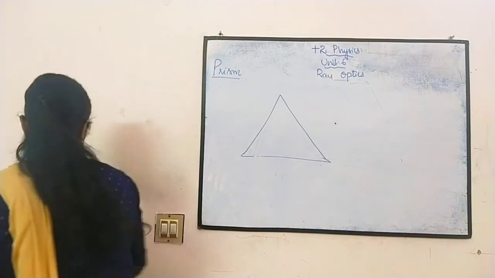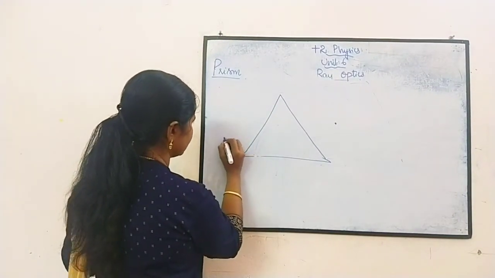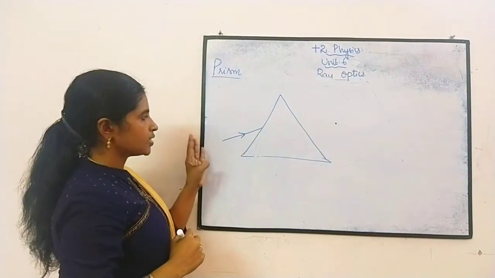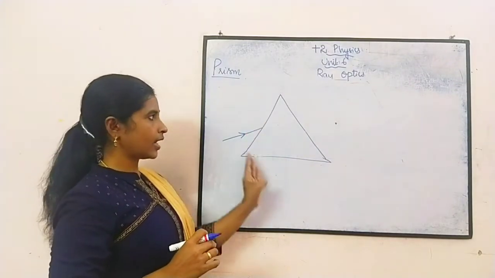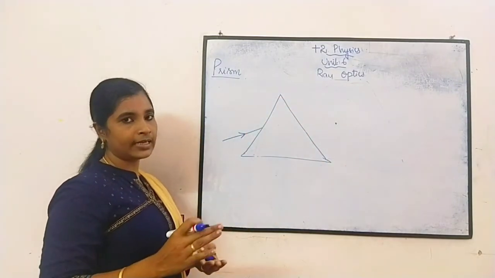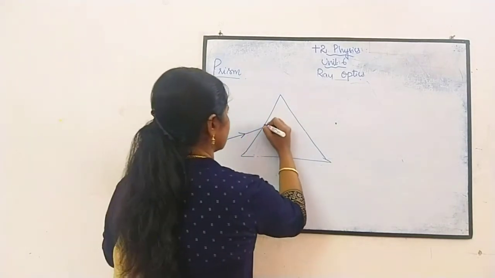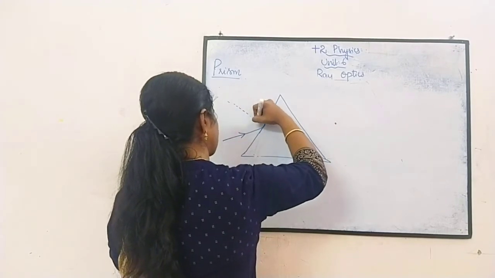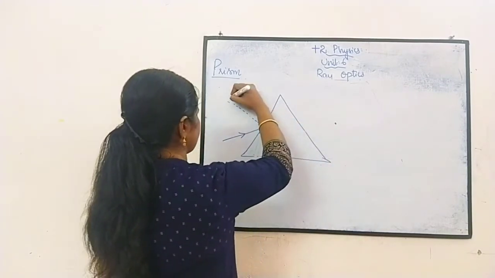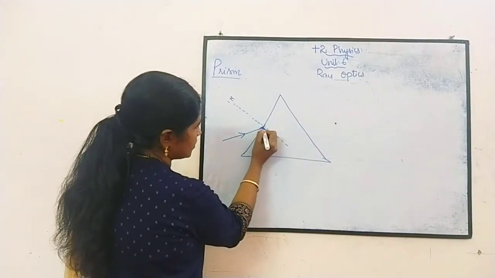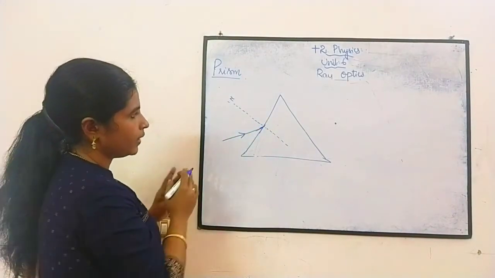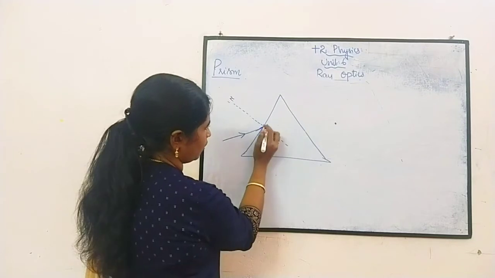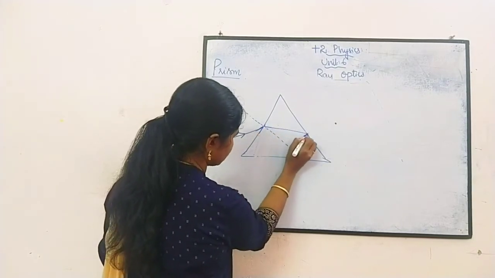Here we consider a light ray passing like this. We know that when it passes from rarer to denser medium, here it is glass, so it is a denser medium, definitely the light will be refracted. This is the surface, so the perpendicular to the surface is the normal. Here the light is incident like this, and it will get refracted towards the normal, like this.